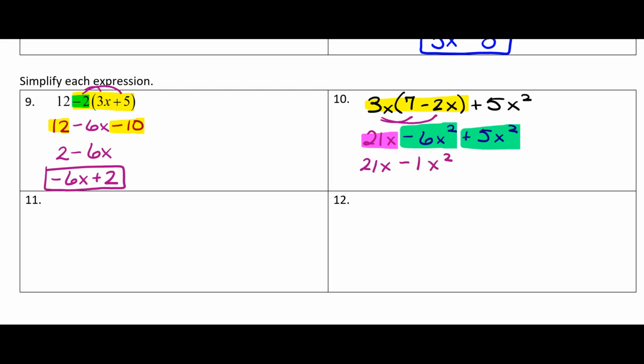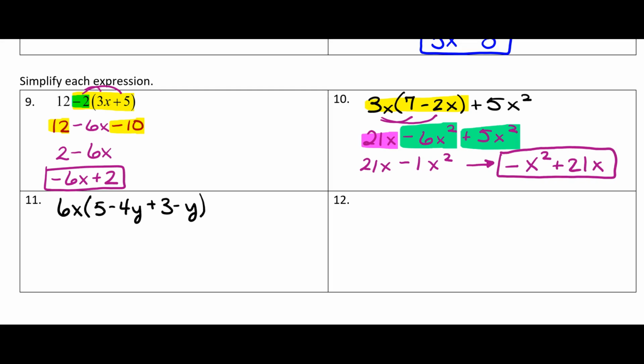Now, if you wrote this answer as your final answer, it would be correct. However, once again, I would change this around. I would write this as a negative, and I wouldn't even put the 1. I would just put negative x squared. You can put the 1. It's not wrong if you put the 1. We generally don't put the 1, but it's not going to be wrong if you do. And then plus 21x. Again, eventually in the future, order will matter, and we like the highest power first. So negative x squared plus 21x.